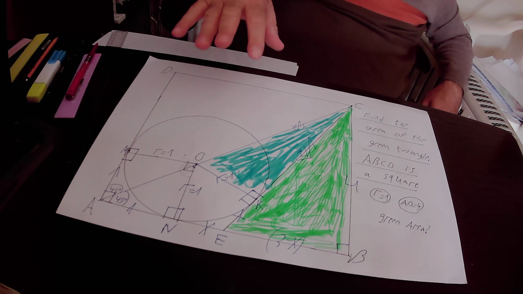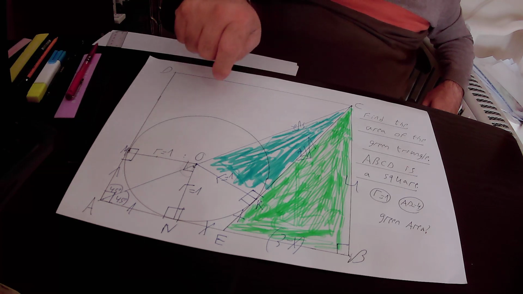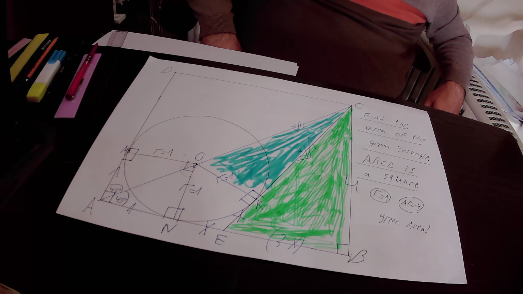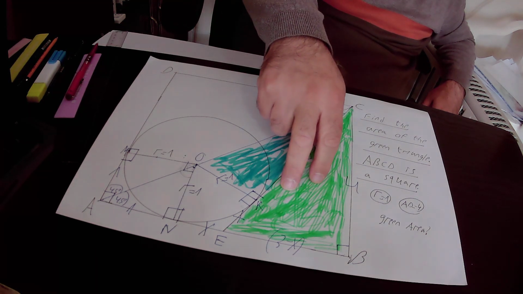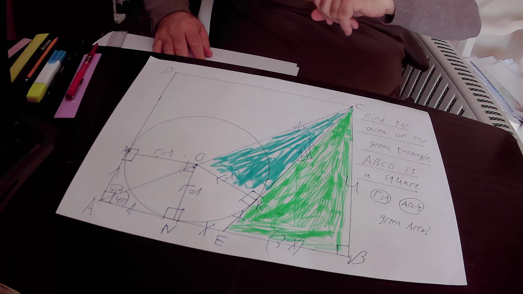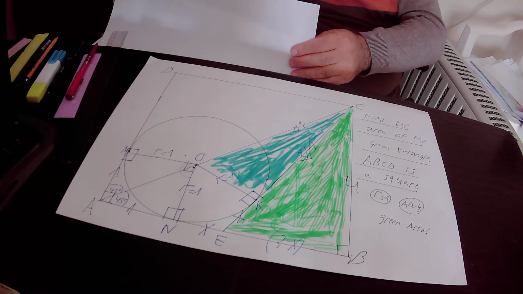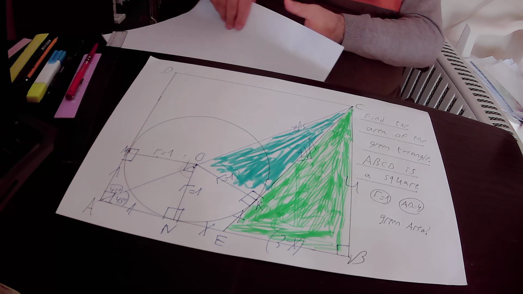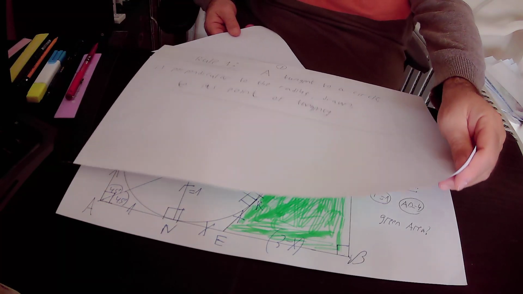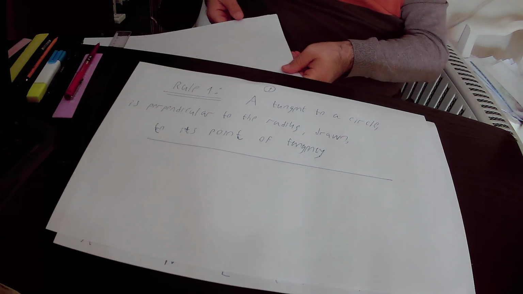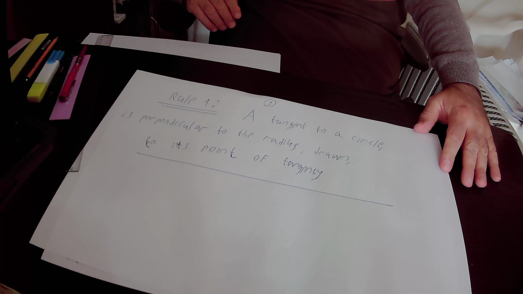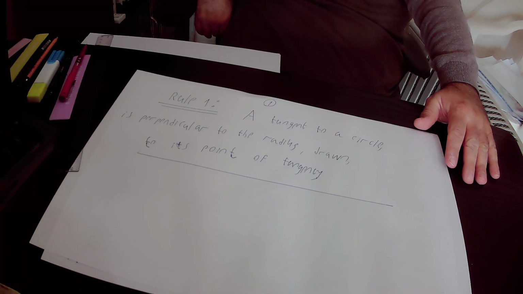And inside this square ABCD, we have a circle, and the radius of this circle equals 1 unit. And we want to find out the area of this green triangle. So in order to find out the area of this green right triangle, I presented to you a new rule. Rule number one. According to rule number one, a tangent to a circle is perpendicular to the radius drawn to its point of tangency.